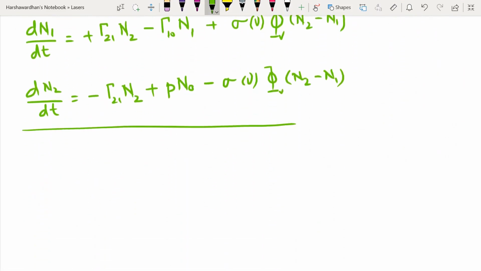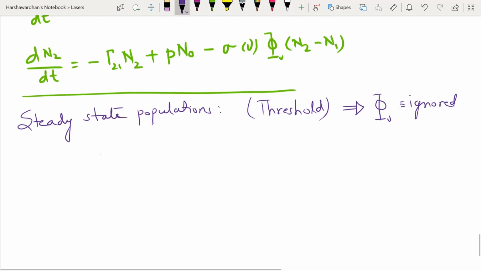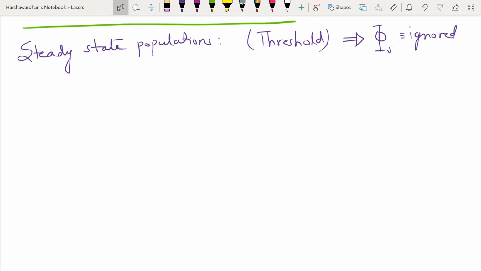Now again, I'm going to look at the steady state, and let me write down the steady state results. You can do this yourself and check it out. So what we get is the following, and I'm looking at threshold. So let us be very careful. I still want to include the photon flux, which is negligible. So phi nu is being ignored, right? So if I just look at the steady state population, I would get the following at threshold.